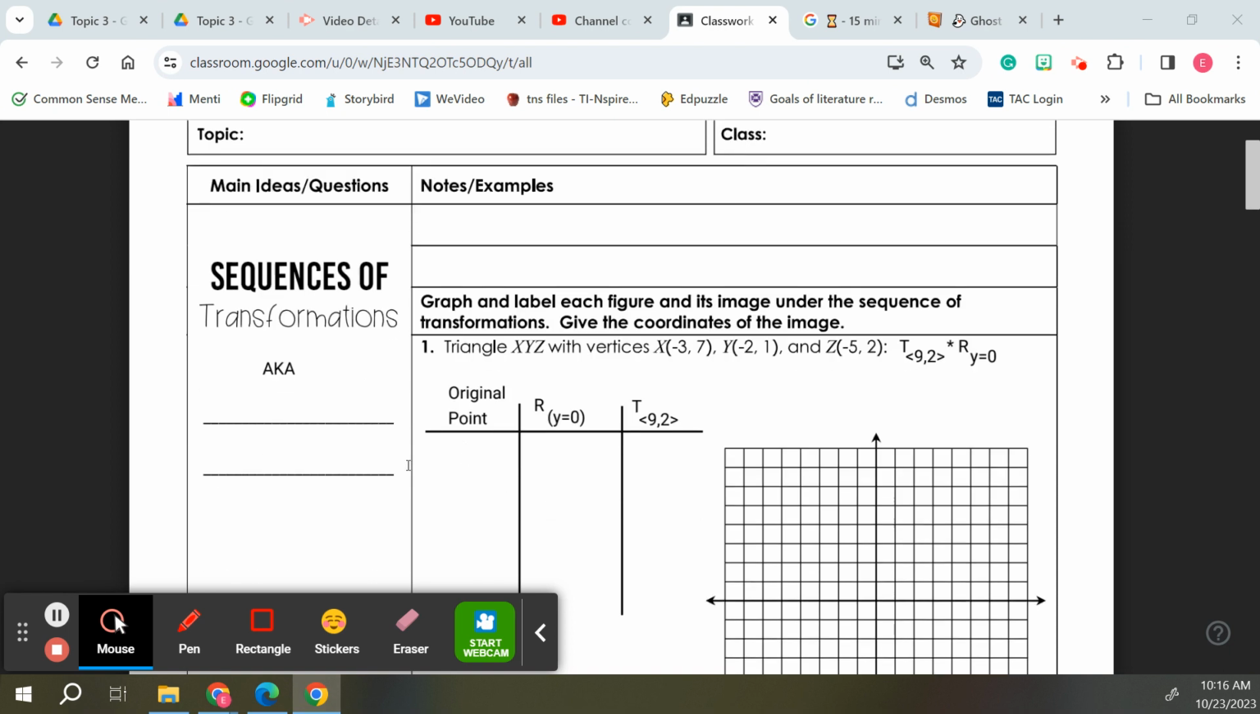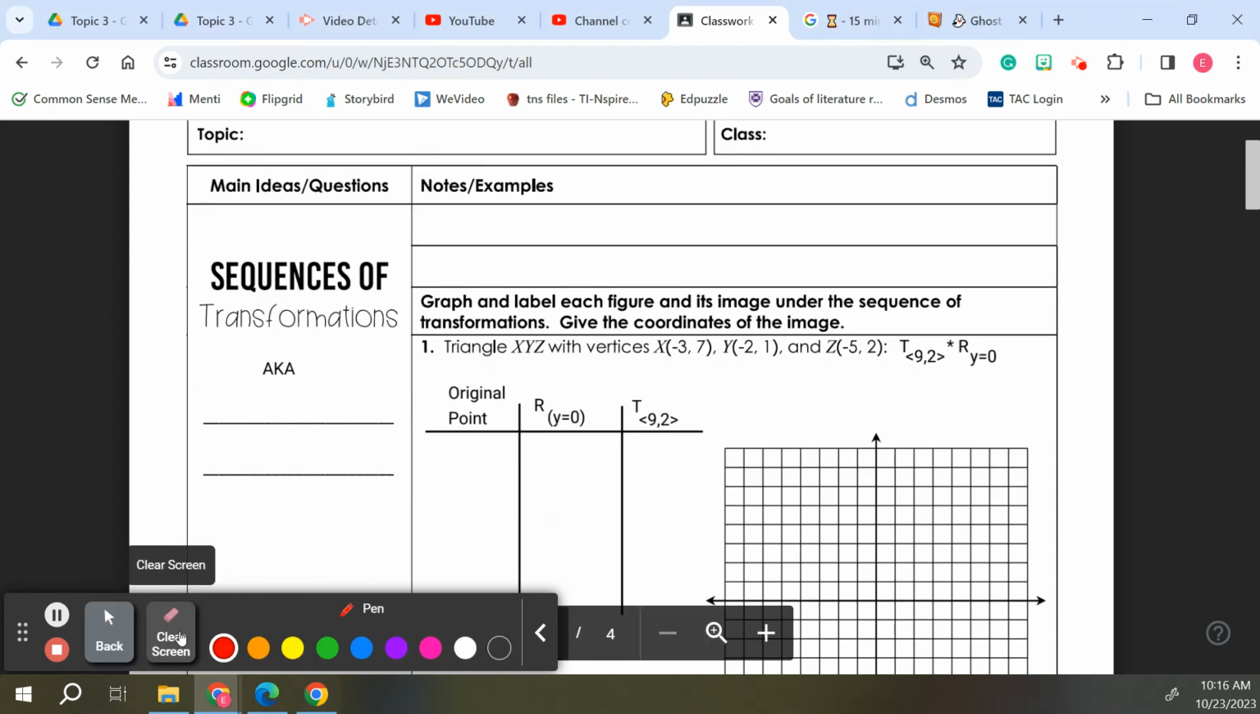All right, so we're talking about a sequence of transformations. This is also known as a composition of transformations. So composition. Since this can show up on your test as composition of transformations, that's why I put that in there.